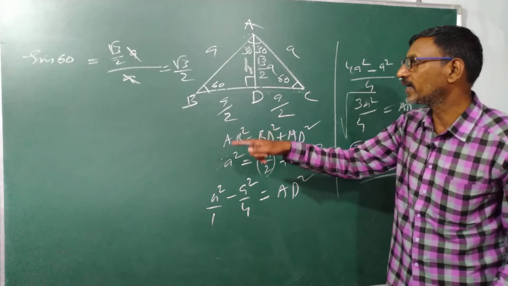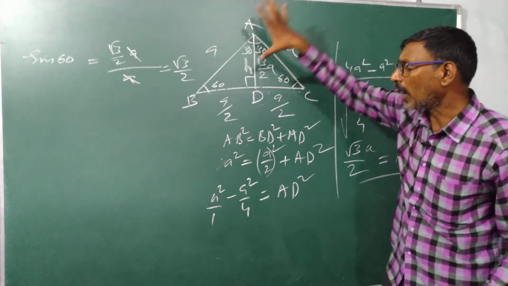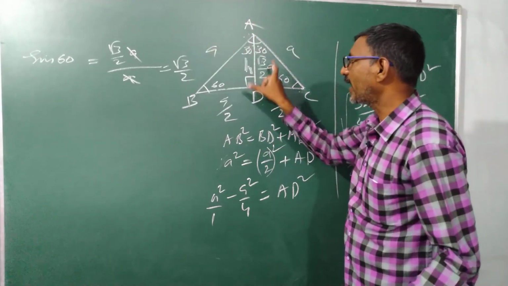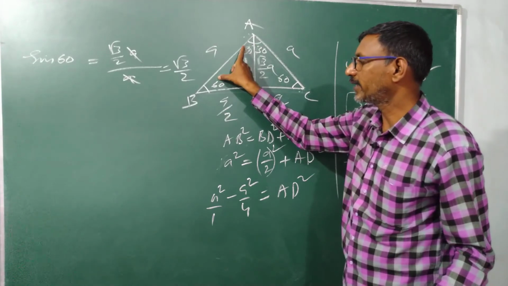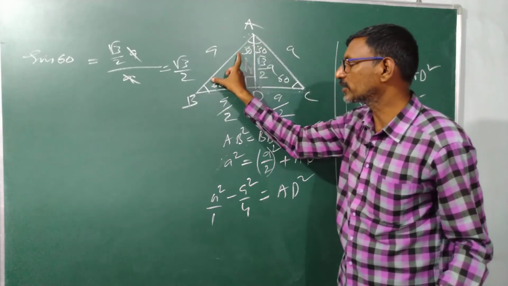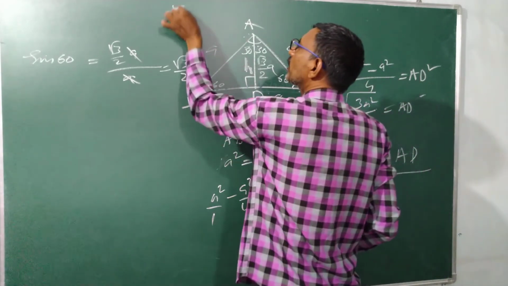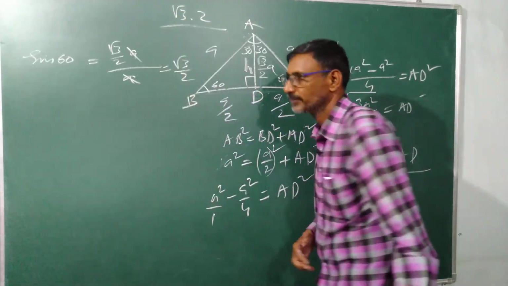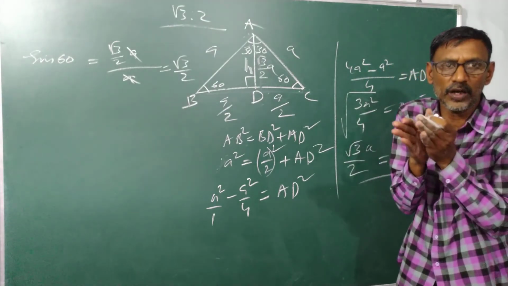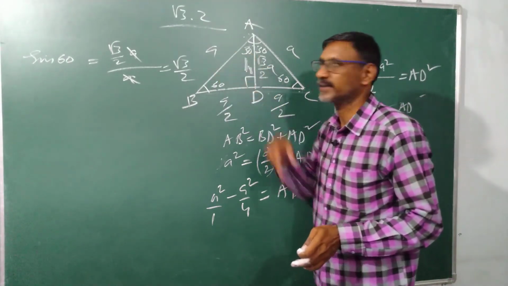In sine 60, opposite side is root 3, then hypotenuse must be 2. That means it maintains the root 3 is to 2 ratio. This is the ratio, I told you clearly, this by this.